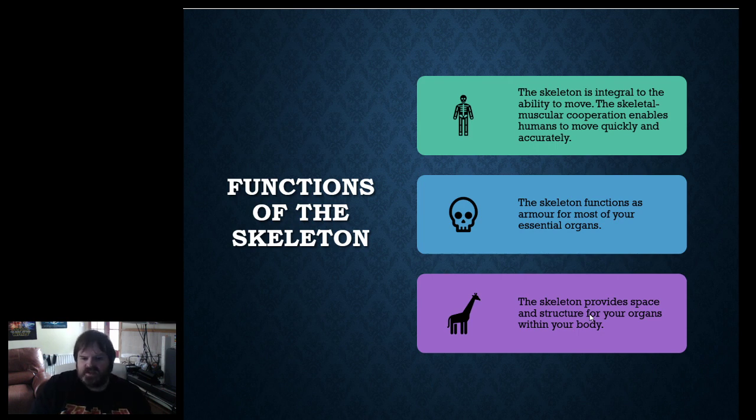The skeleton also provides space and structure for your organs within your body. So the shape of the skeleton means that there is space to hang off other organs even if they're not inside things. Like the rib cage provides structure and space, but it also aids the functioning of the lungs, because as you expand the rib cage, the lungs get bigger. As you contract the rib cage, the lungs get smaller, and that helps push air in and out of your lungs.